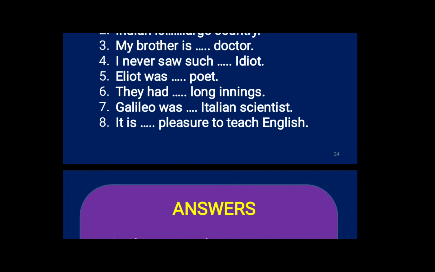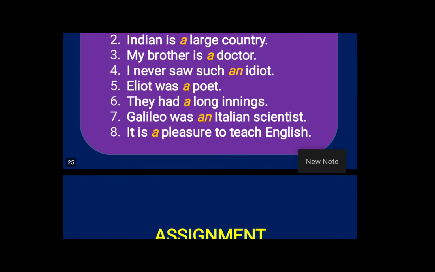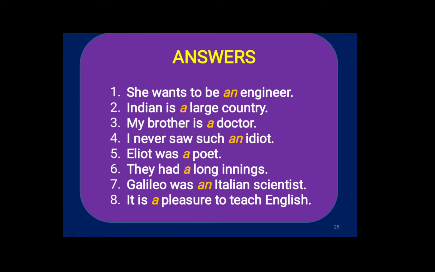Galileo, okay, Galileo was Italian scientist. The word Italian, the first alphabet is I, it's a vowel. So, Galileo was an Italian scientist, we have to say. Use the indefinite article an.